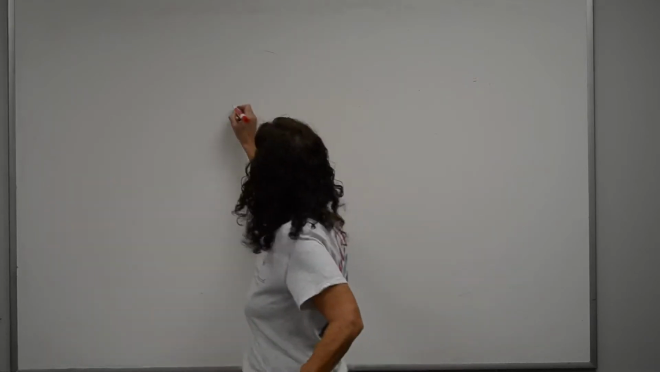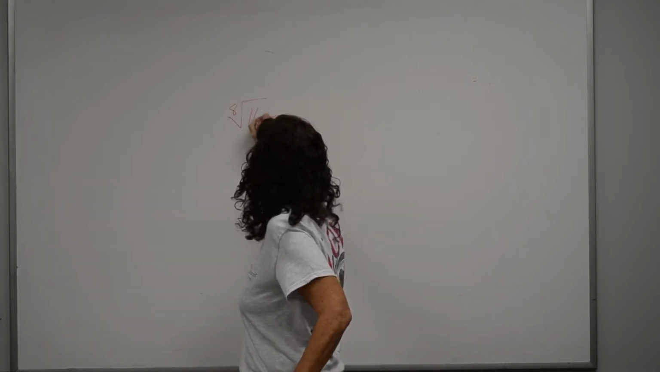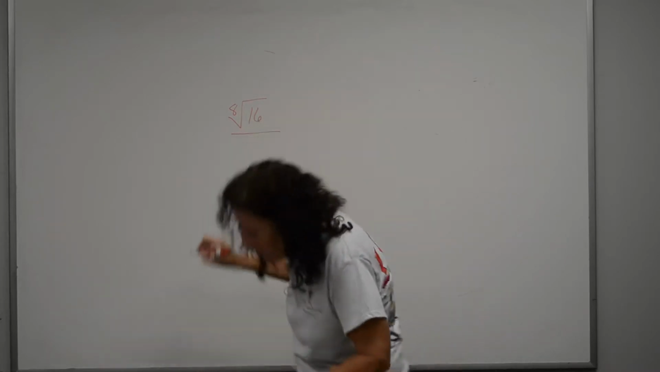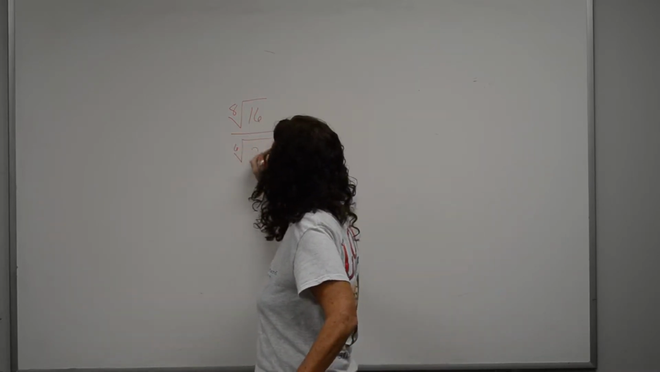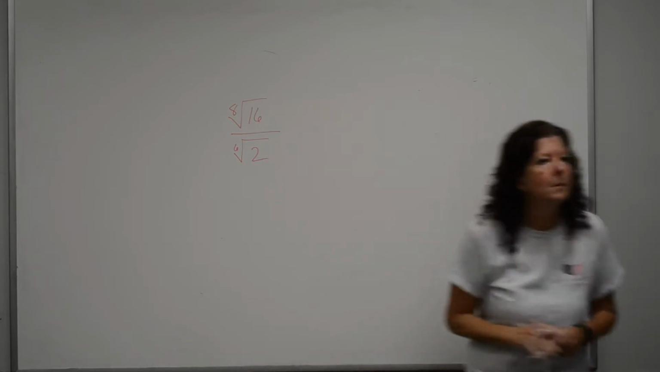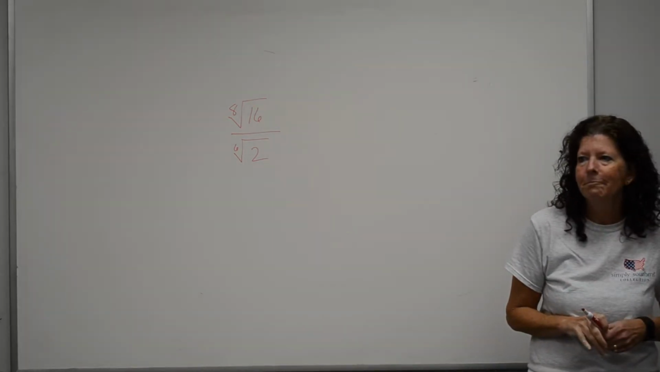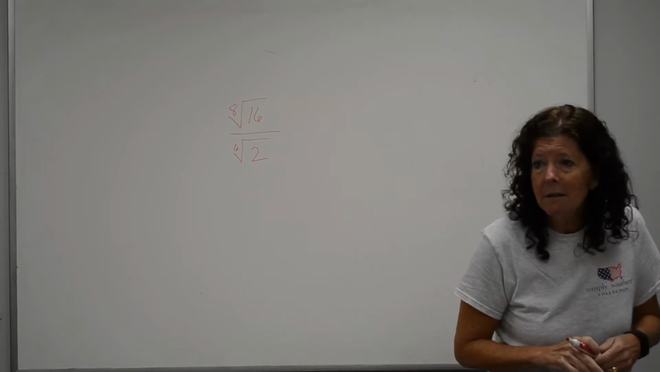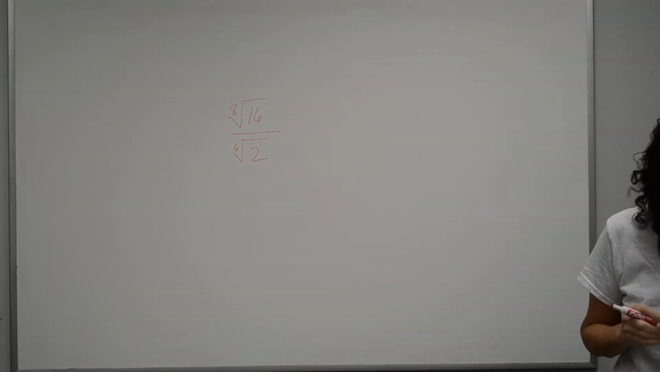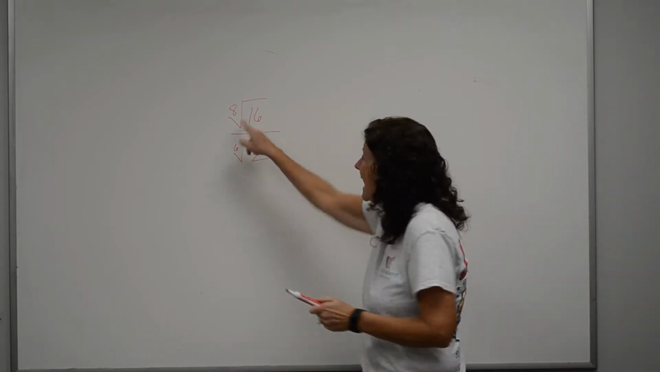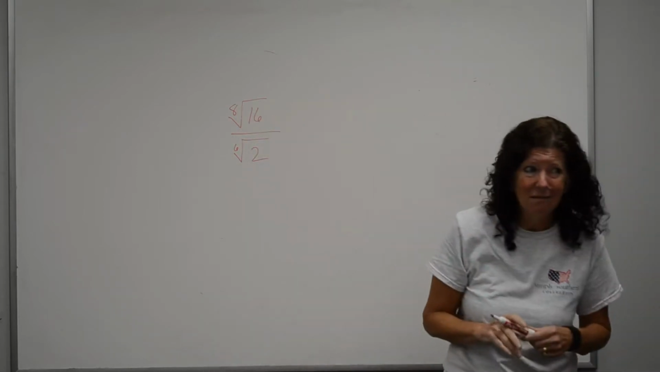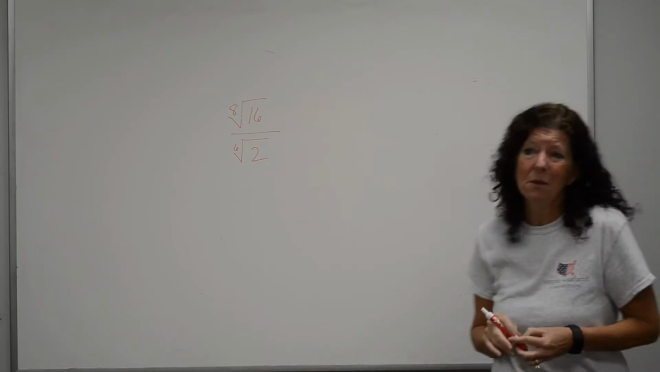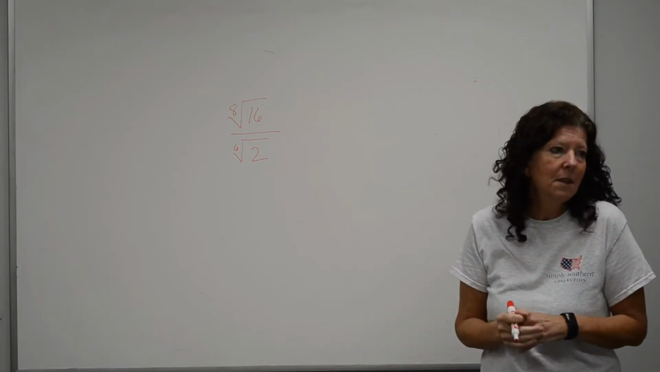What if I have the 8th root of 16 over the 6th root of 2? Can I do that problem? This is an 8th root, this is a 6th root. Am I allowed to divide something that's an 8th root and a 6th root together? No, can't do it. I can't take the 8th root of 16. I can't take the 6th root of 2. So it looks like I'm stuck.